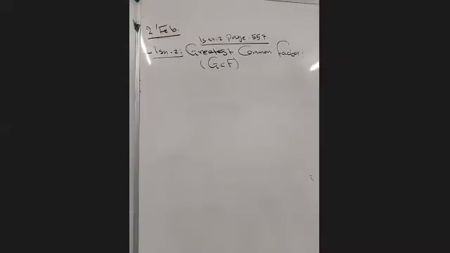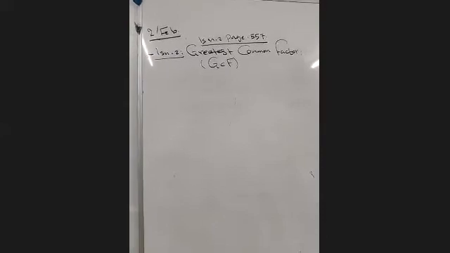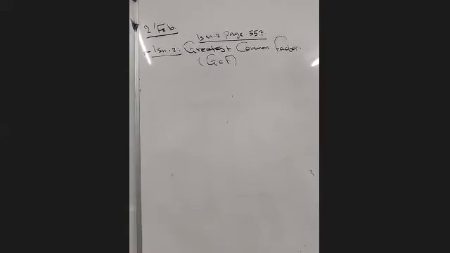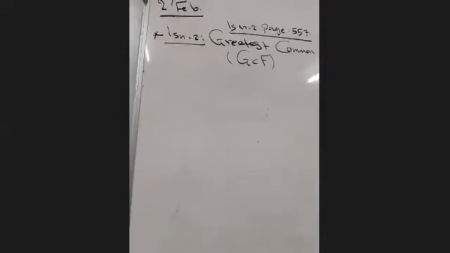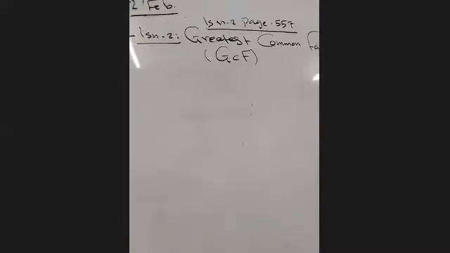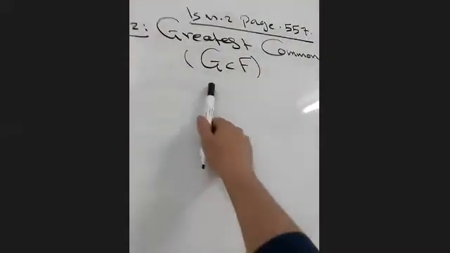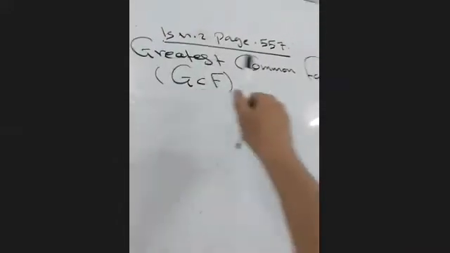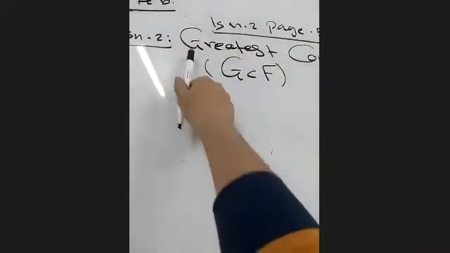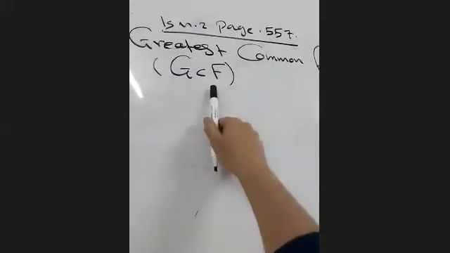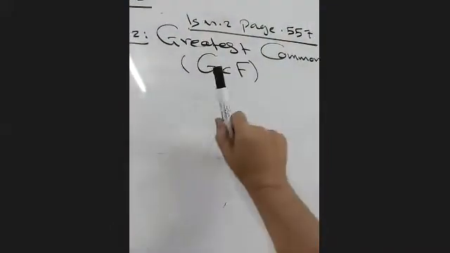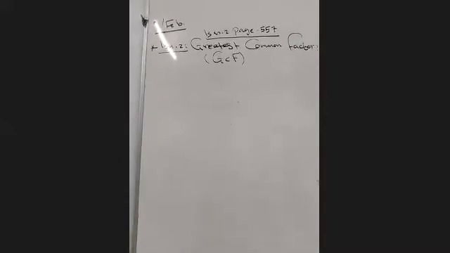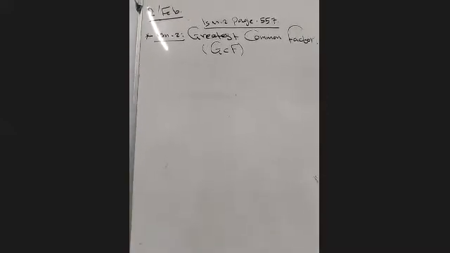Okay, guys, today we'll take lesson 2, page 557, greatest common factor. Greatest common factor, okay? So please pay attention here, and I will talk about this first, GCF. Greatest common factor means G from greatest, C from common, F from factor. So when you see in the question, find the GCF, it means find the greatest common factor, okay? Now we need to find the greatest common factors for two numbers or three numbers, okay?